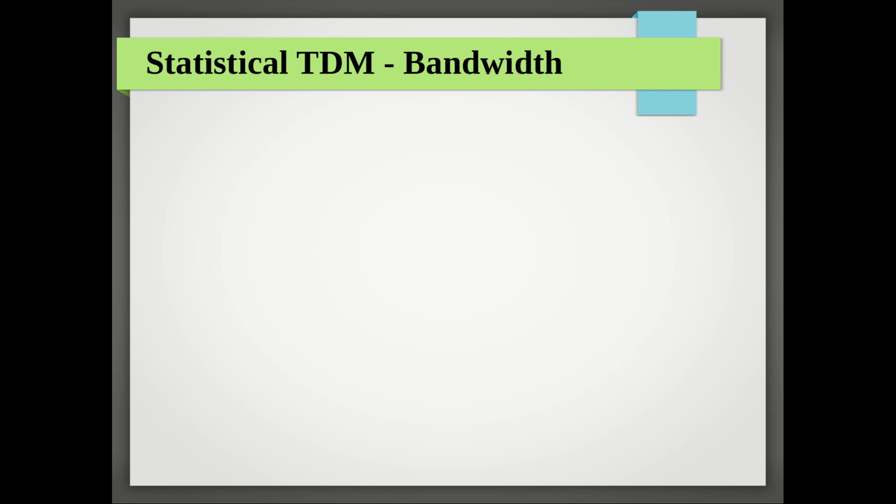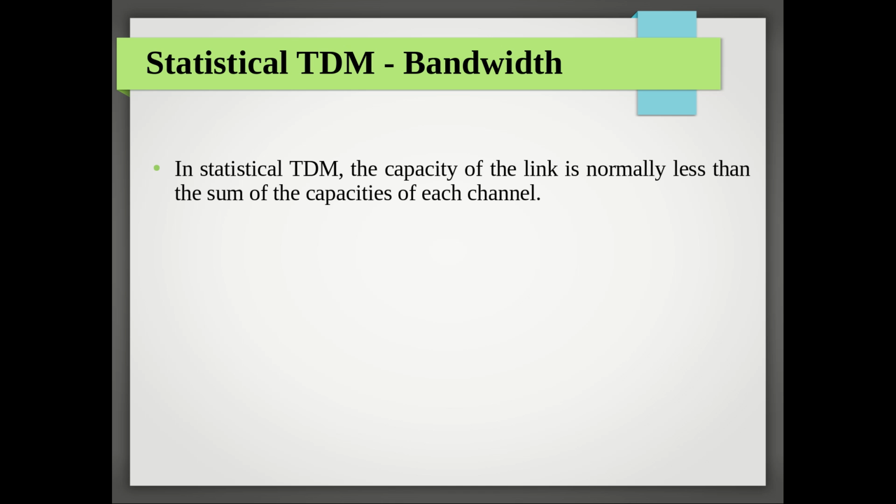Now if you are looking at the bandwidth utilization in statistical TDM, the capacity of the link is normally less than the sum of the capacities of each channel. That I already told you. In certain cases it may be equal also, because we are not taking information from all the slots. Simply whoever is having the data we are taking it. So the capacity can be less accordingly.